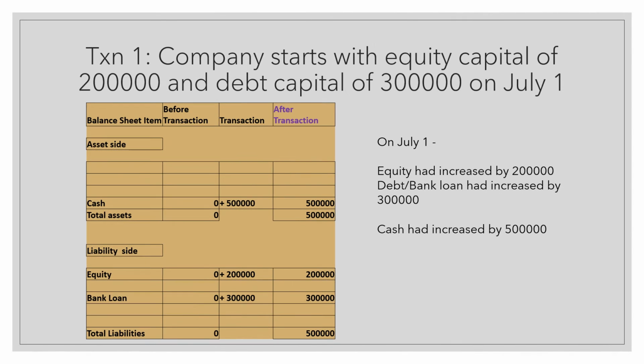Demo. There is a company which starts with equity capital of 2 lakhs and debt capital of 3 lakhs on July 1st. So if you see the balance sheet, the equity has increased by 2 lakhs, debt or bank loan has increased by 3 lakhs, and on the asset side, cash has increased by 5 lakhs.